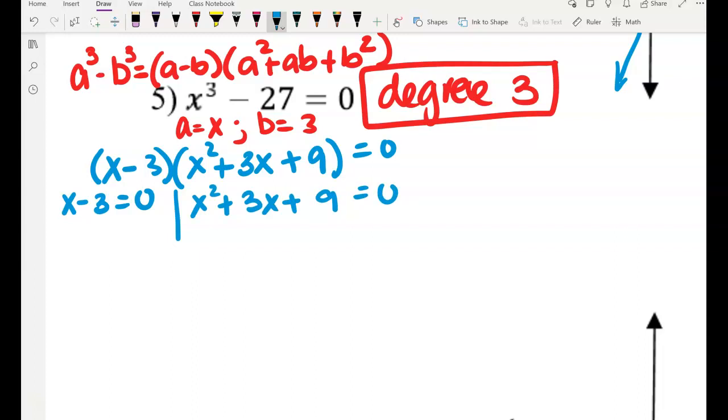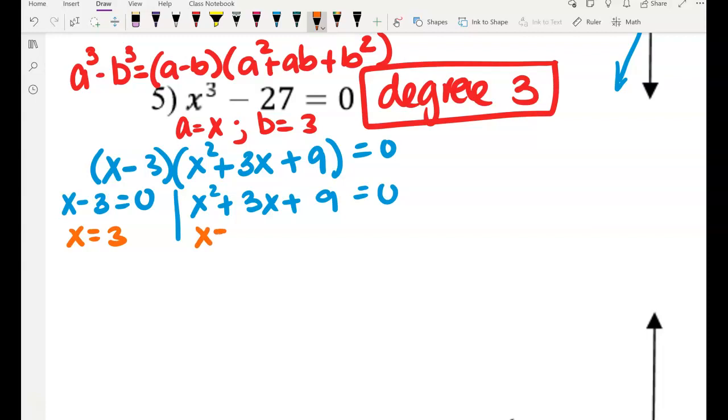The first answer should be pretty quick. Matthias, the first answer is what? X equals what? 3. The second answer, since we can't factor anymore and the b value isn't an even number, there's only one more way to solve. Which way is that? It's not factorable. Quadratic formula. Because b is not even, so we can't complete the square.